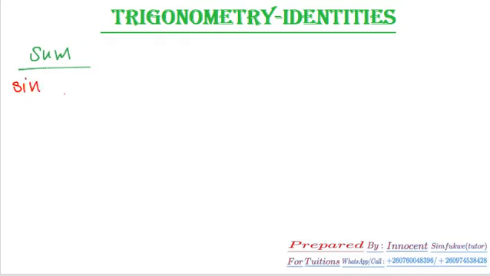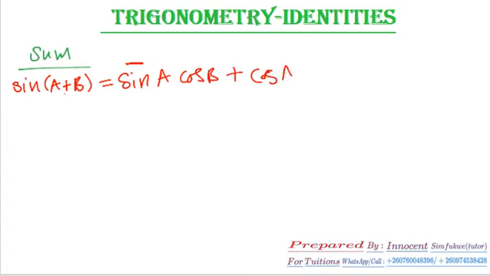Sine, open bracket A plus B is equal to sine A, then you change now, cos B. Then since sine is an odd function, you maintain the sign; since you started with a positive, there must be a positive here. Then since you started with sine, here we change: cos A, then sine B. So this is the first one that I want you to master for sine under sum.